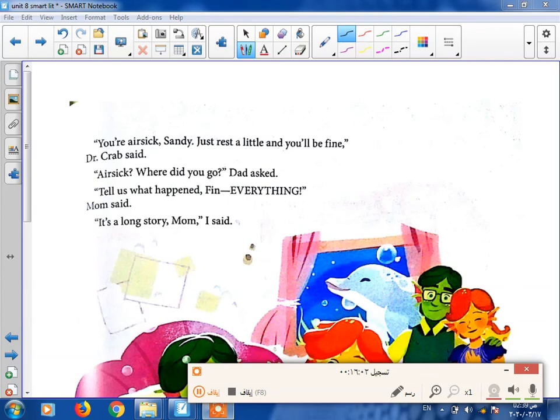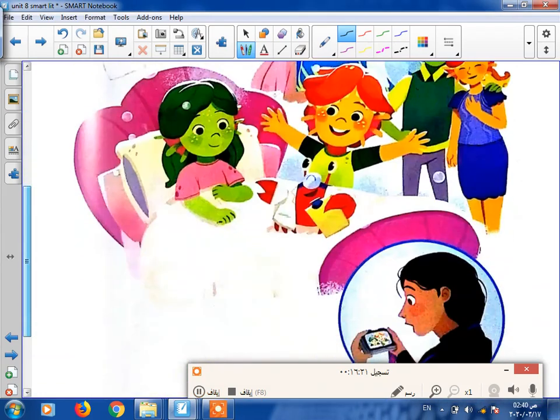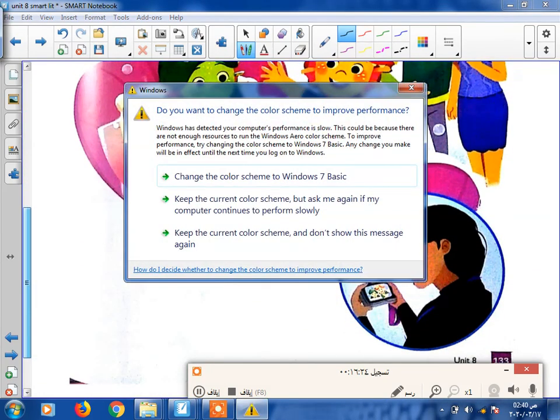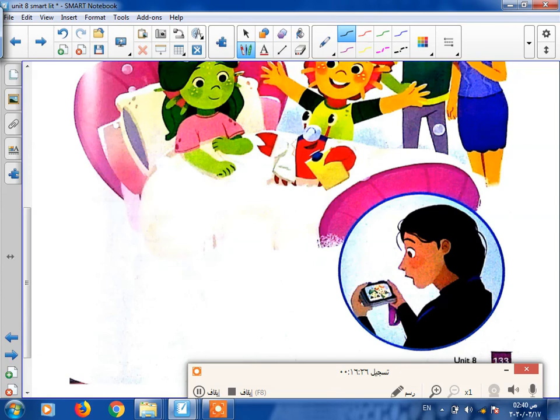She breathed a lot of air on the surface of the water. Just rest a little and you will be fine. Where did he go? Dad asked. Tell us what happened, Finn. Everything. Mom said it was a long story, Mom, I said. So, Junior 3, you know the story, why? The sister got sick. And this is an exciting story. Thank you, Junior 3.